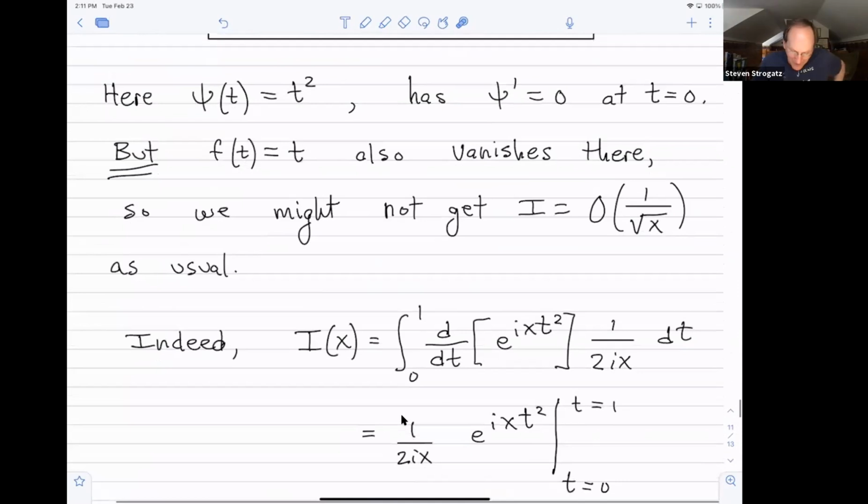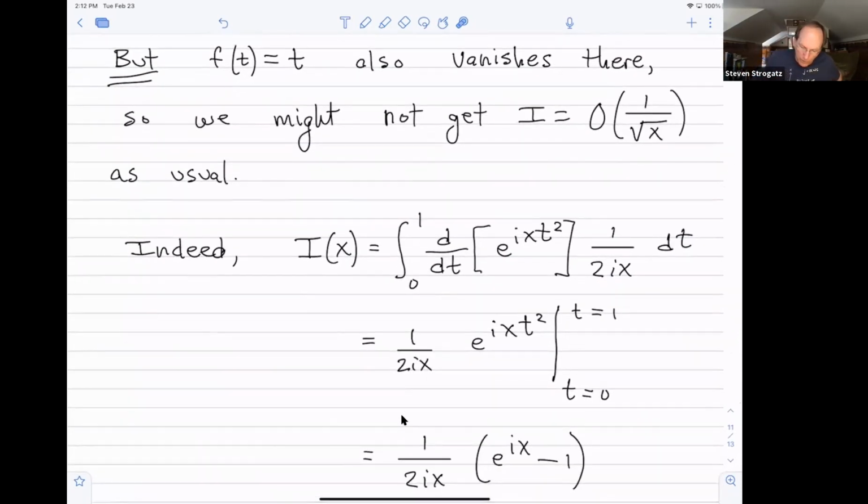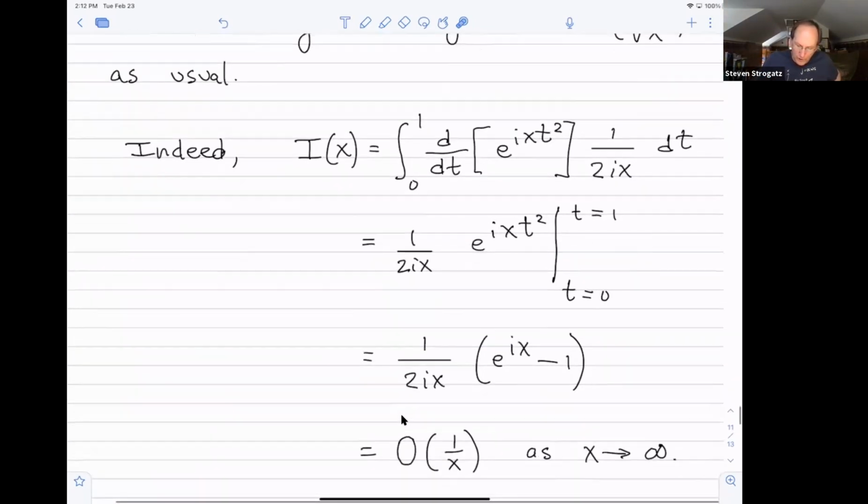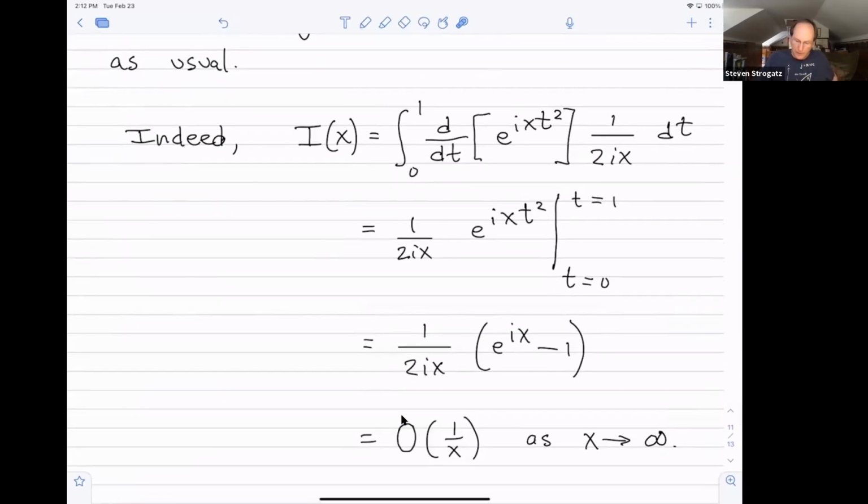So, in fact, if you just take d dt of this whole expression, e to the i x t squared, and then divide by 2ix, you get the integrand exactly. So this is an exact differential, and what we get is that the integral is this expression evaluated at the boundary, which comes out to be 1 over 2ix times this term. And so in fact, in this case, we're getting order 1 over x rather than 1 over square root of x. And this is an exact formula, not just asymptotic. But it's showing that you can have a faster decay than you might otherwise.